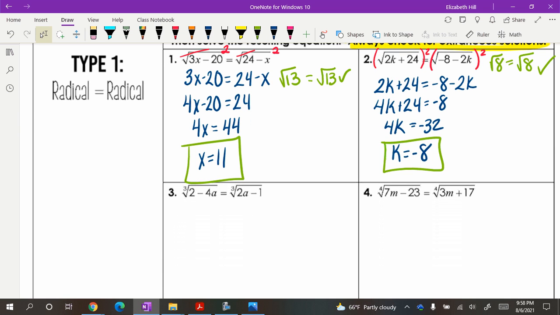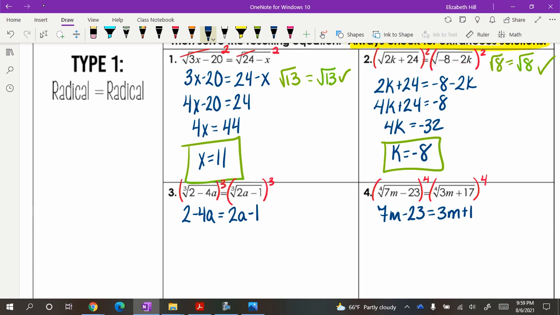Well, what if you have a cube root or a 4th root? You're going to do the same thing. The only difference is that we're going to cube both sides, or take the 4th power on both sides. It doesn't change anything. Now you just have 2 minus 4a equals 2a minus 1. Here I've got 7m minus 23 equals 3m plus 17.